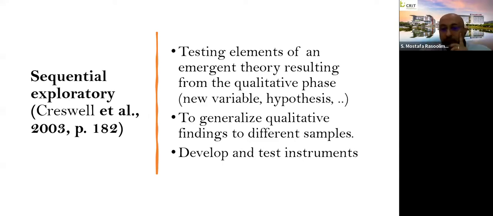Another example is to generalize the result of qualitative research. You have a qualitative, context-based research, but you want to generalize the result. So to generalize, you apply quantitative in the next phase, the second phase, to confirm and generalize the result of the qualitative. So this is for sequential exploratory.